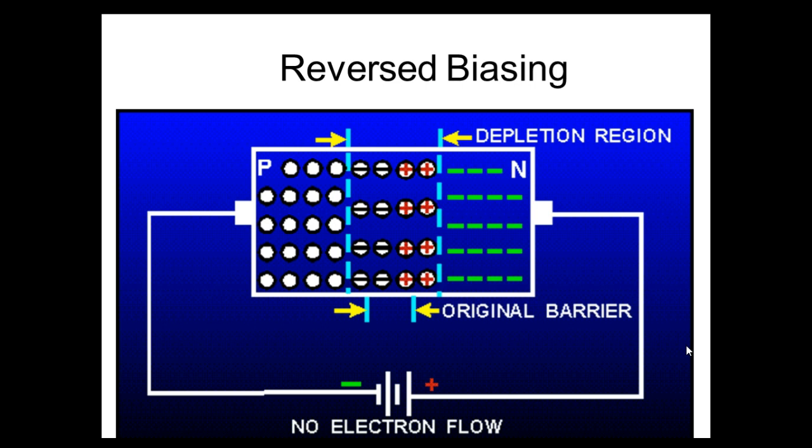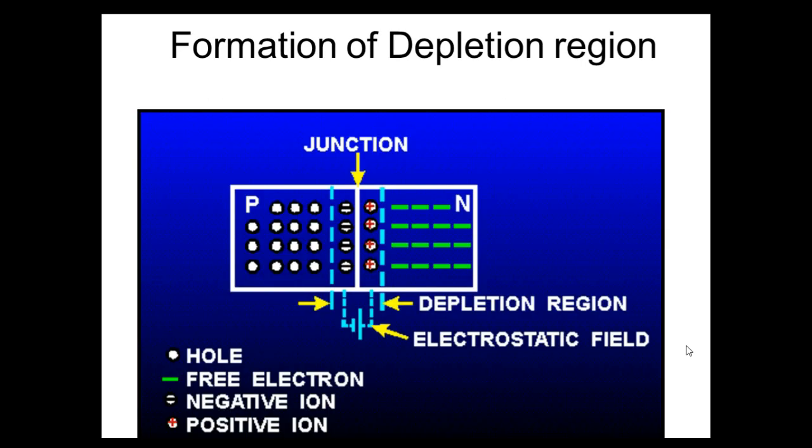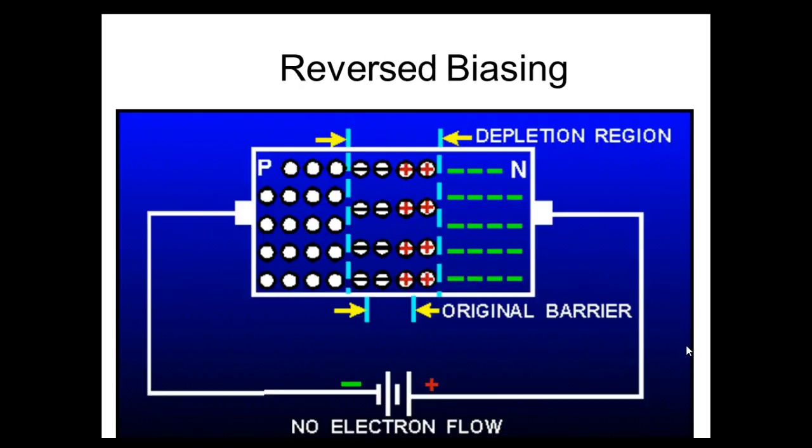When compared to the no bias condition, there will be only some number of positive ions and negative ions, but if you apply reverse bias, then there will be more positive ions and negative ions in the depletion region. That means the width of the depletion region is increased.